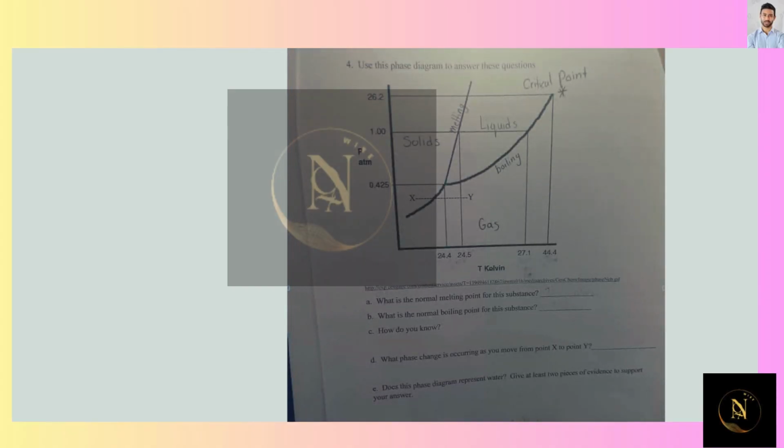Here we're going to use the following phase diagram in order to answer the following questions. So first of all, the normal melting point for this substance is going to be at 1 atmosphere, for what is going to be the melting process, which corresponds to this point over here. It would be 24.5 Kelvin.